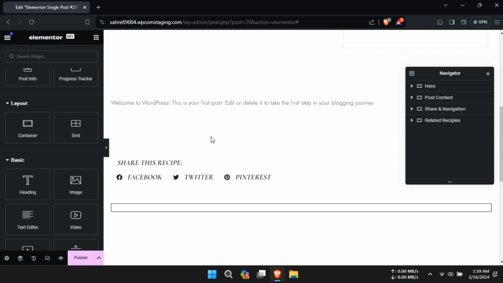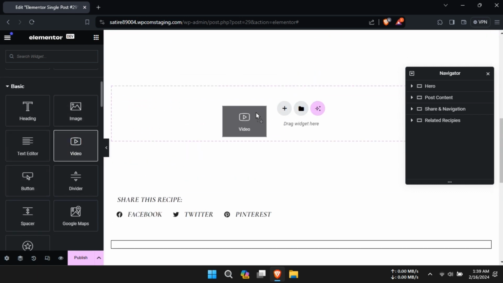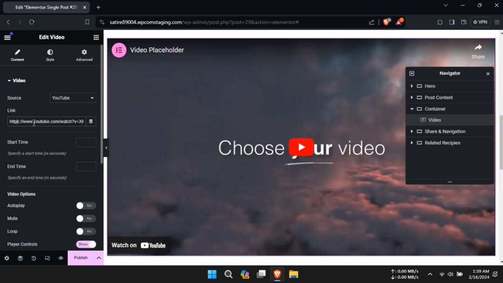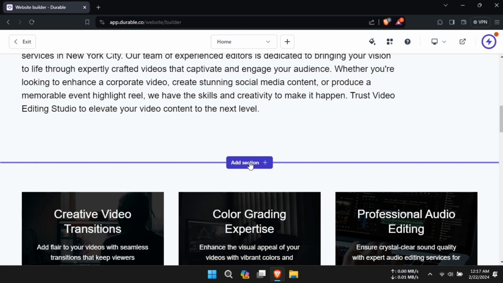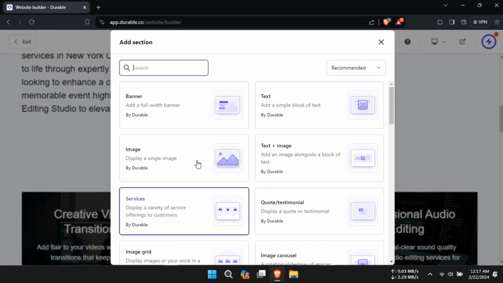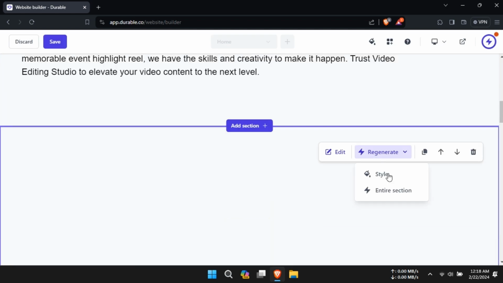When it comes to choosing between Durable AI and Elementor, it ultimately depends on your specific needs and goals. If you're looking to streamline your customer service, sales, or marketing processes, Durable AI may be the ideal choice. Its AI-powered automation capabilities can save you time and resources, allowing you to focus on other aspects of your business.